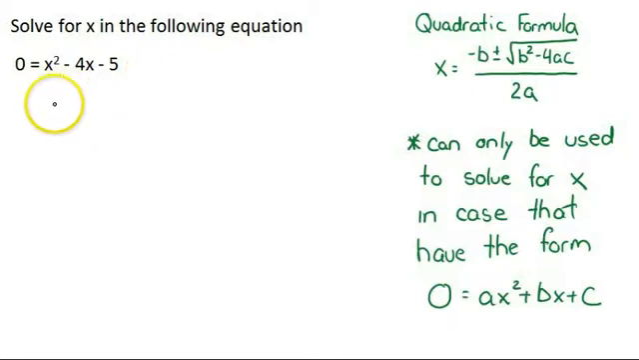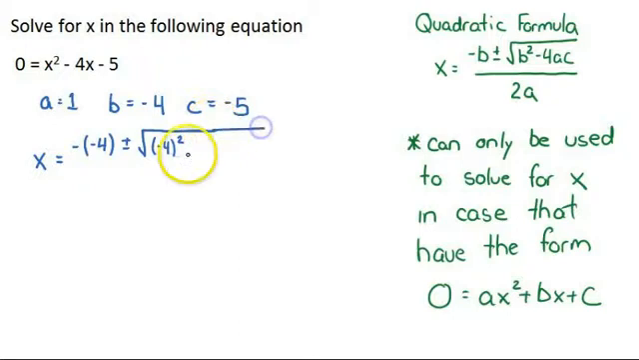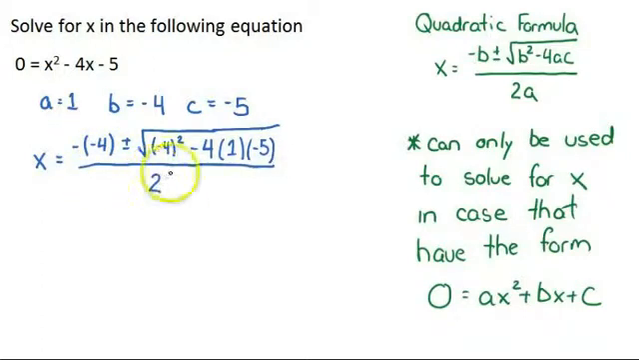So step 1 is I'm going to pull out my a, b, and c terms. So a is equal to 1, b is equal to minus 4, and c is equal to minus 5. And then I'm going to set up my formula. So x is equal to negative b, so that's minus 4, plus or minus the square root of b squared, which is minus 4 squared, minus 4 times a, which is 1, times c, which is minus 5, all over 2a, which is 1.